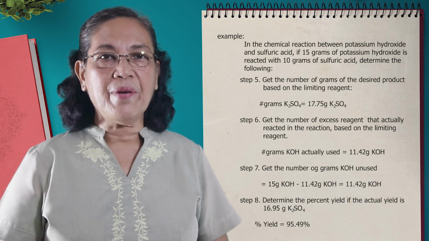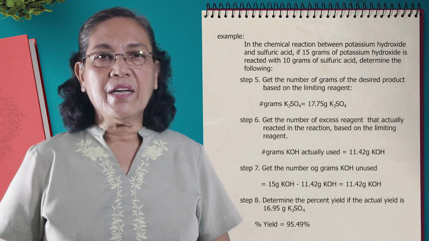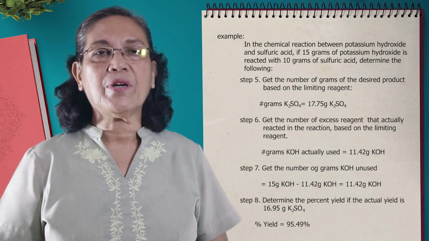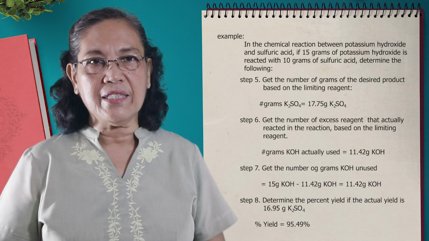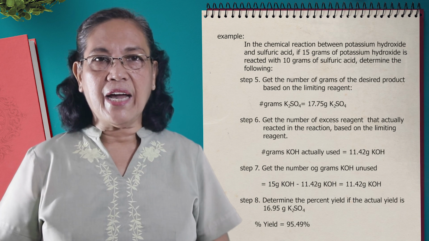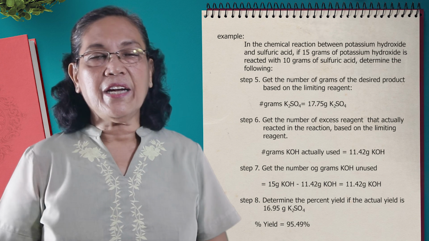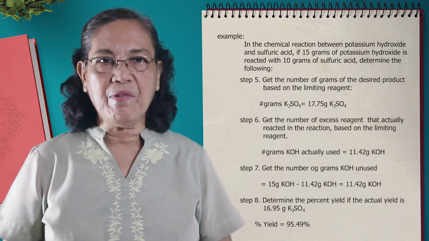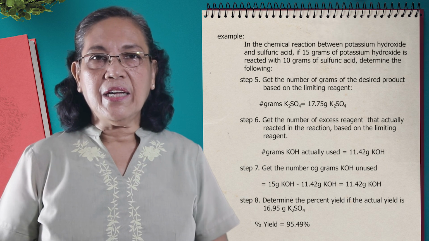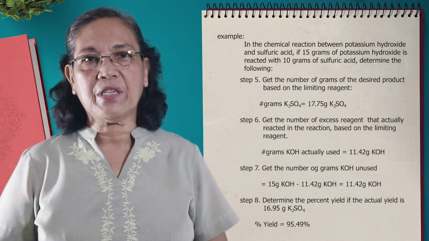Since in this reaction we are told that the actual yield is 16.95 grams of potassium sulfate, to solve for the percent yield, it is the actual yield divided by the theoretical yield times 100. In the theoretical yield that we have computed, there is 17.75 grams of potassium sulfate formed. But in the actual yield, it's only 16.95 grams of potassium sulfate formed.